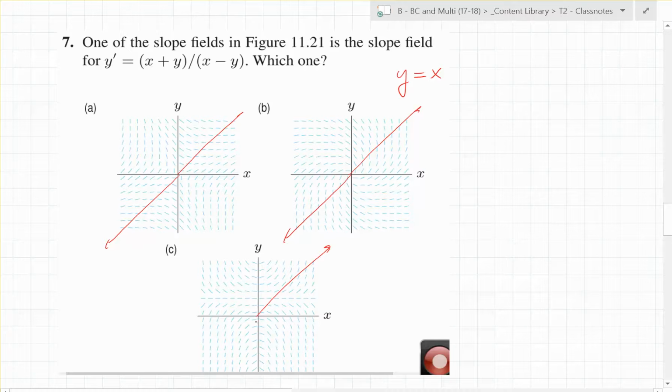So which one is that? Looks like it's B, right? So we can immediately go to B, because if you go to these, what would the slope be? These are all 0, right? And here they're changing. But here they're all vertical, so it really looks like B.